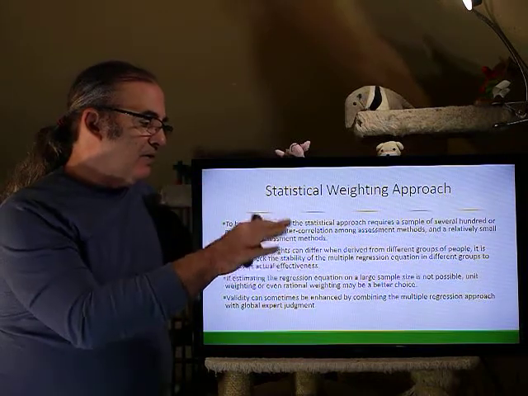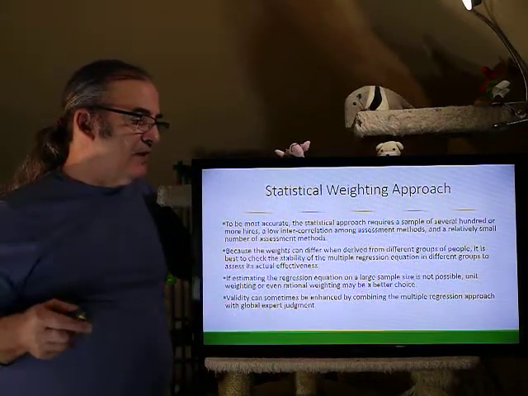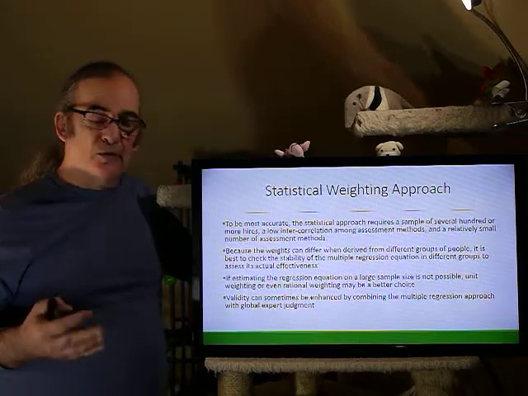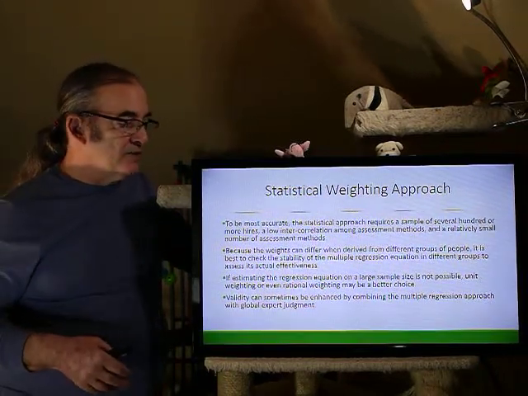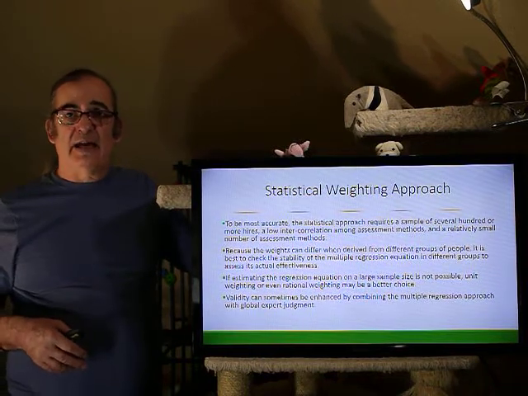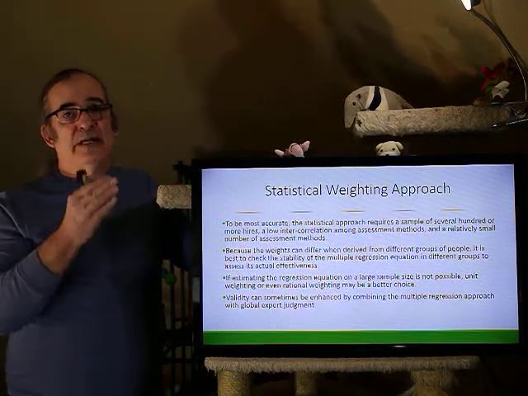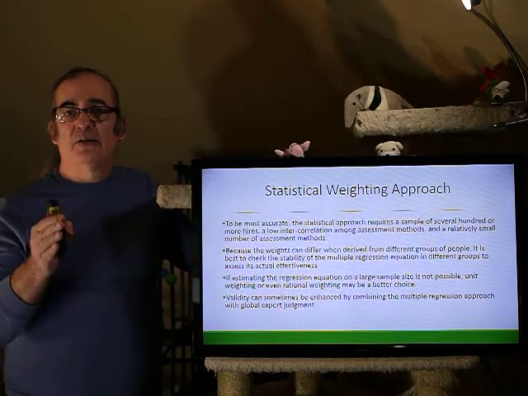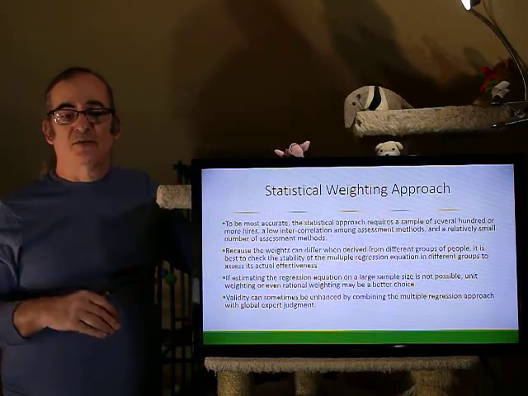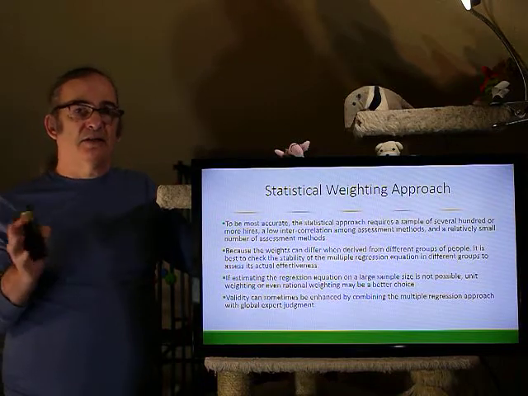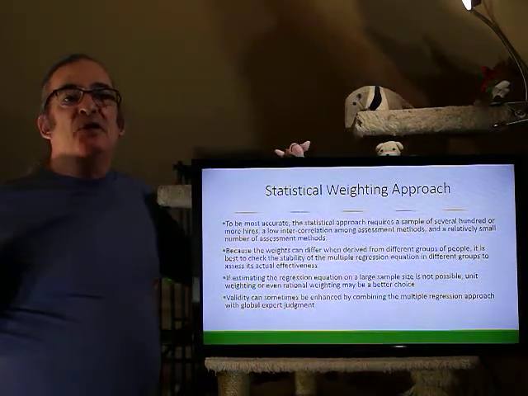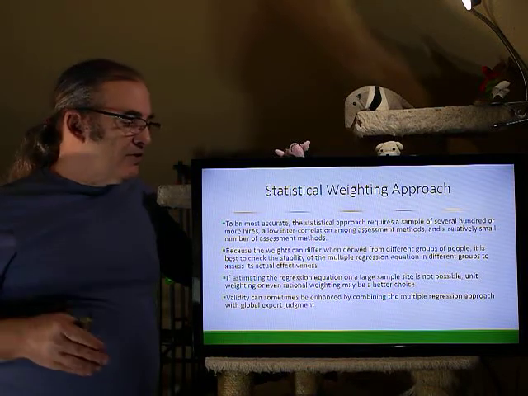So, several hundred hires. Because the weights can differ when derived from different groups of people, it's best to check the stability of the multiple regression equation in different groups to actually assess its effectiveness. That is, one group might suggest one set of weighting numbers, another group might suggest a different set of weighting numbers. There's some subjectivity there. Again, the predictive importance can also be done longitudinally.